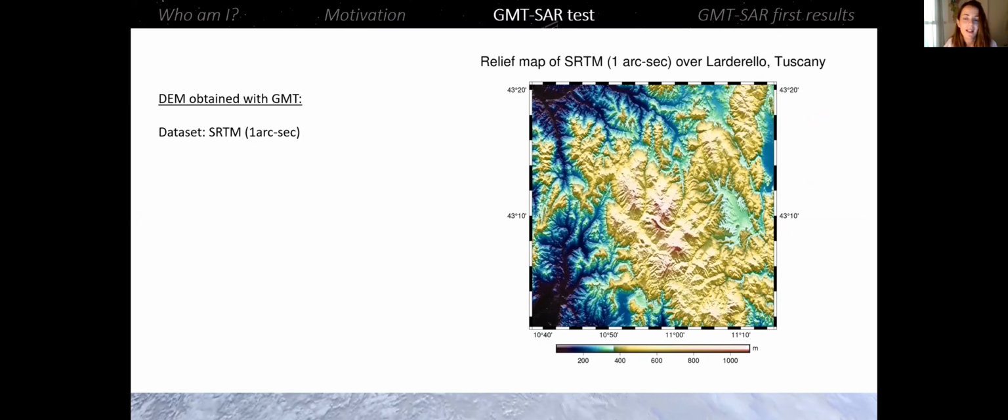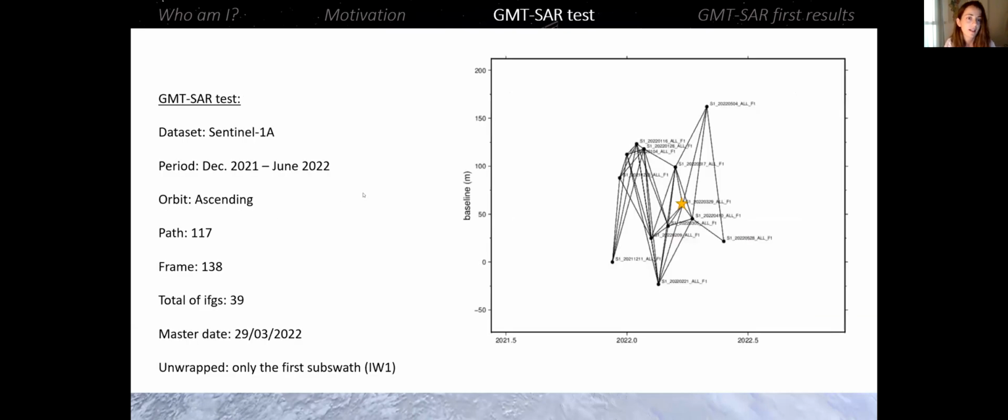So this is the DEM that you all loaded and that I did with the GMT. Only I chose this short area. And this was my main big mistake, because for the DEM I chose a shortened area, and then for the processing, I chose the whole frame. For this processing, I chose 7 months that go from December last year to June this year. And these are the parameters of the path and the frame, with a total of 39 interferograms.